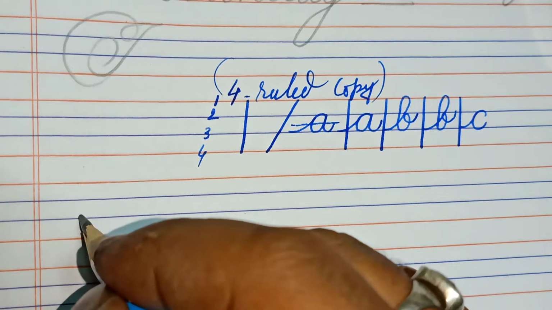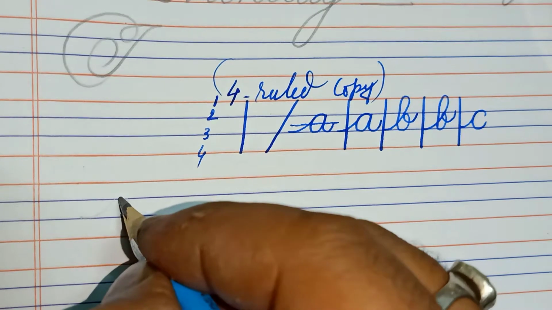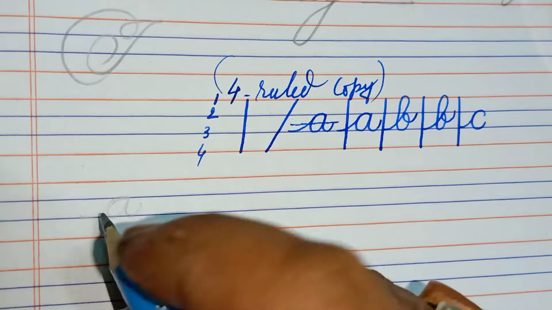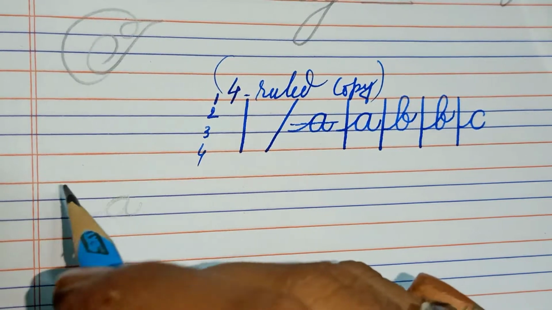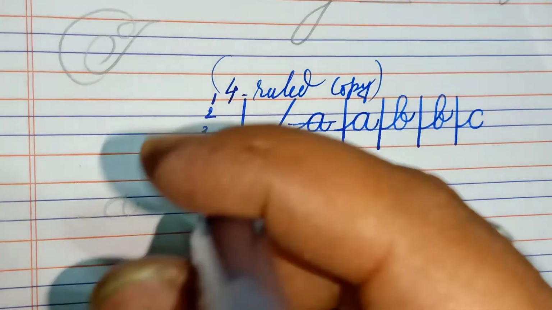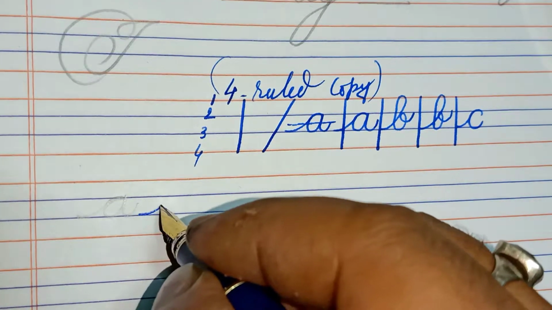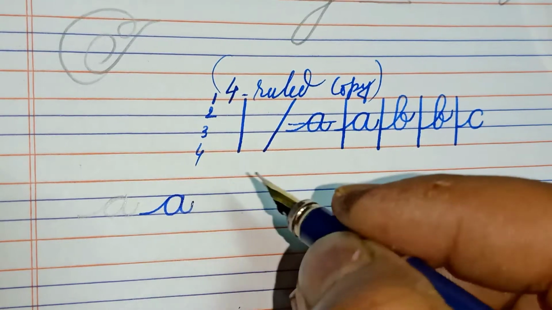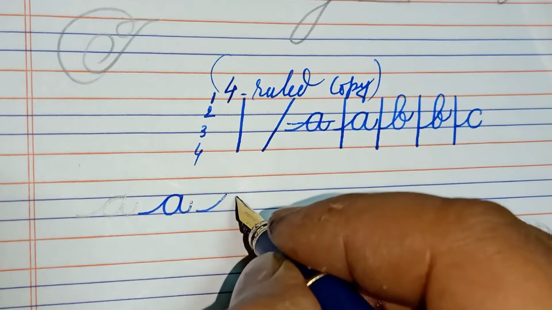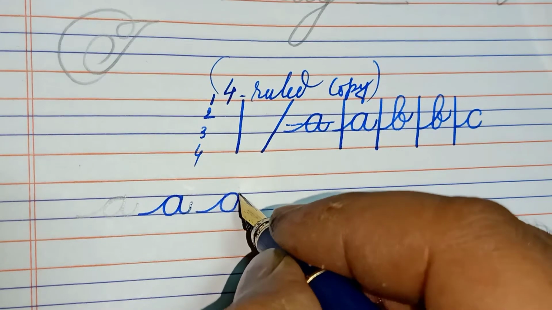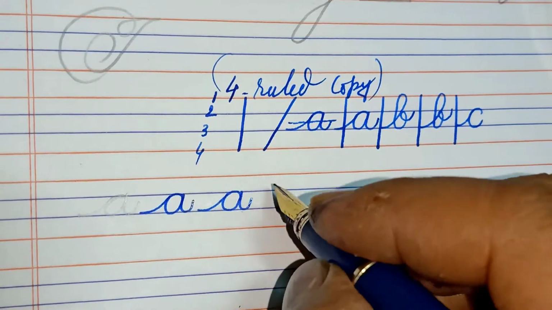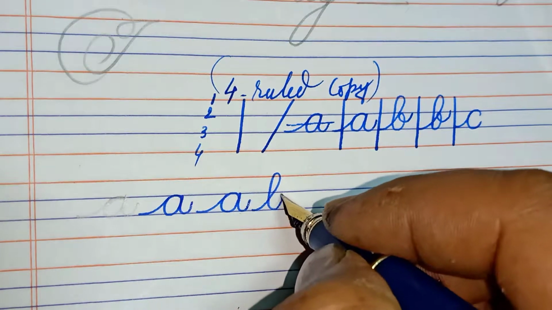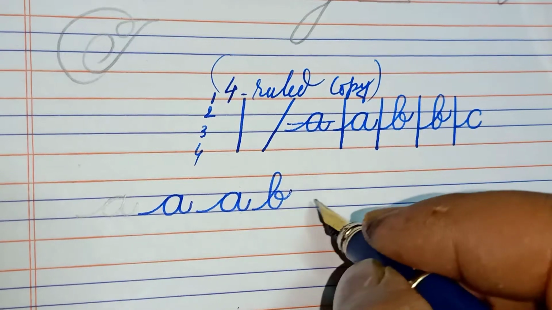start from here, up, down, up and down and up. Okay, it's very light, you can't see, so I am writing with this fountain pen. Okay, same thing, up, down and up. Okay, this one is the basic structure of A, and the B, up, down and up.